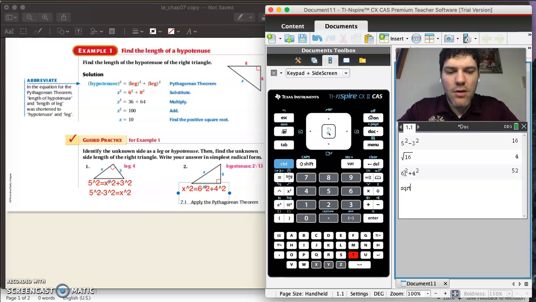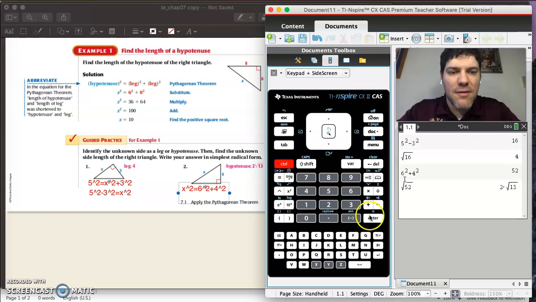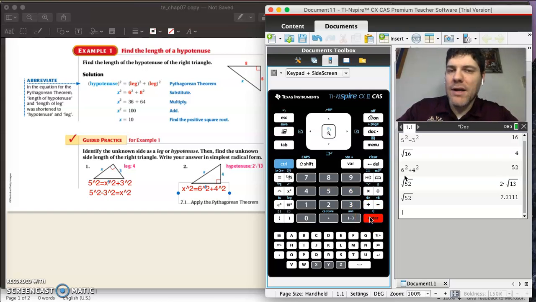Again, taking the square root of that, it's going to give us 2 roots of 13. Your calculator, depending on how it's set up, may give you a decimal. I don't personally care one way or the other. In a science class, they don't want you to do this. They want the decimal anyways.